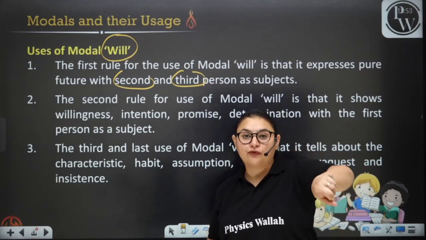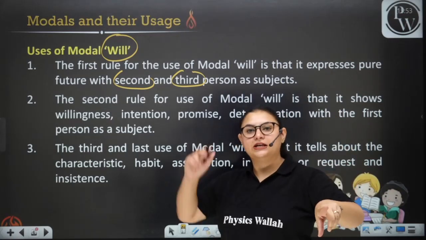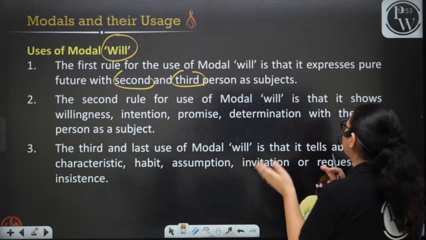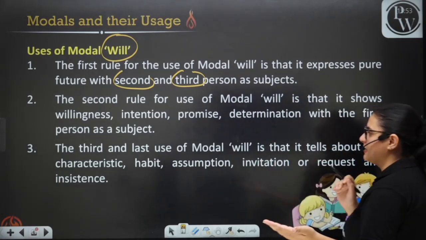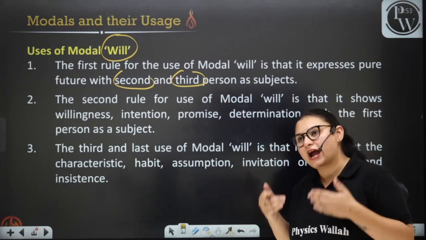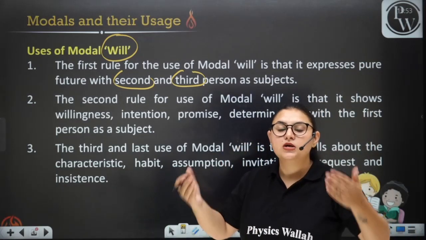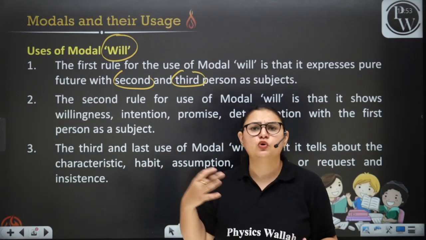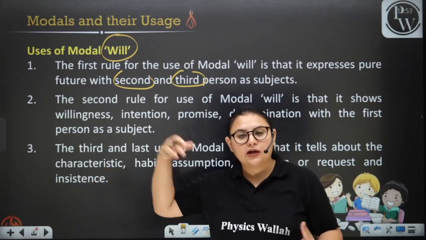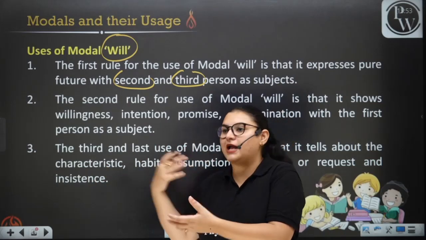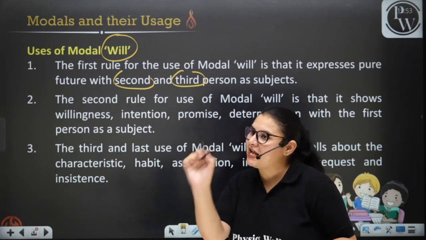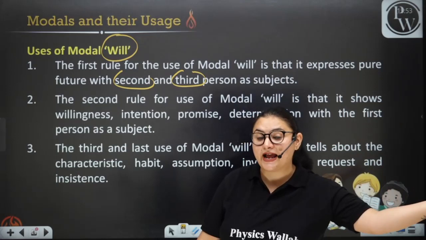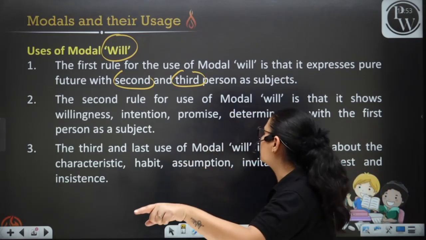She will, they will, he will, you will. The second rule for the use of modal will is that it shows willingness. If you're willing to do something, I will do this, I will help you. This shows your willingness. Intention. If you have the right intention to do something, if you intend to learn or help someone, you will say that she will definitely help you, because you know that her intention is right. Her intention is to help the other person.